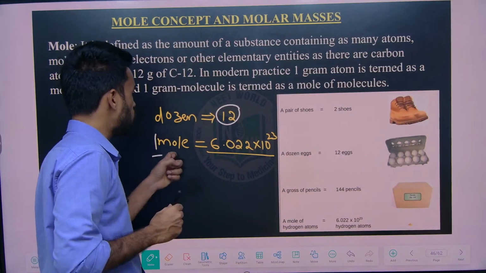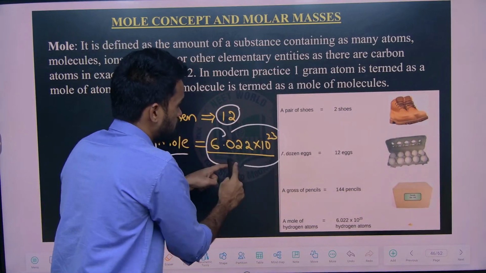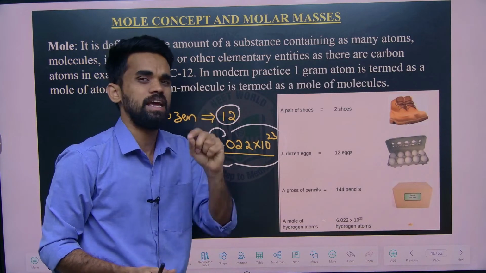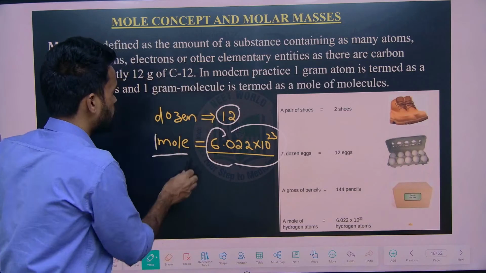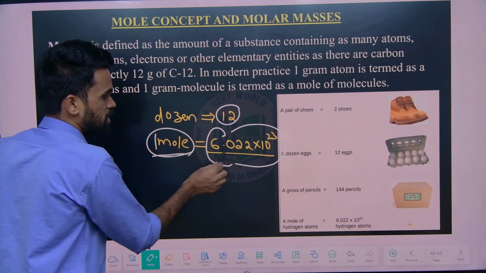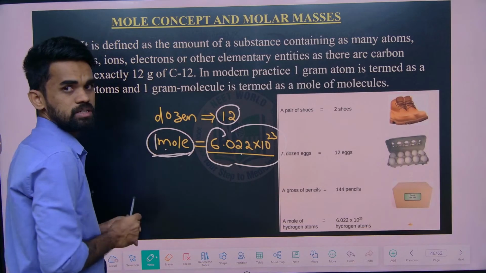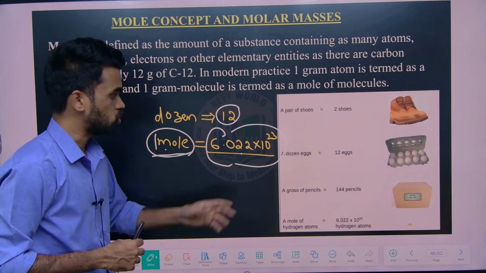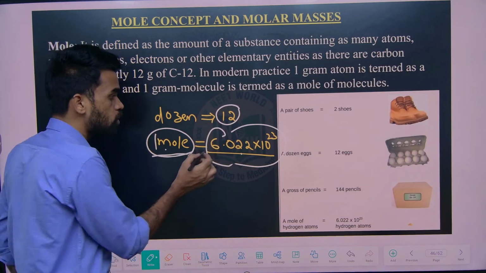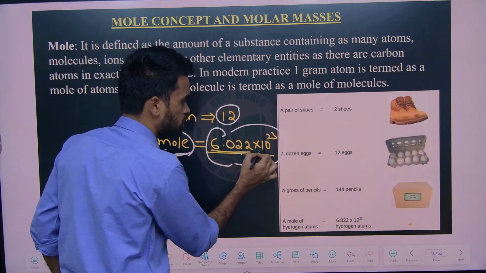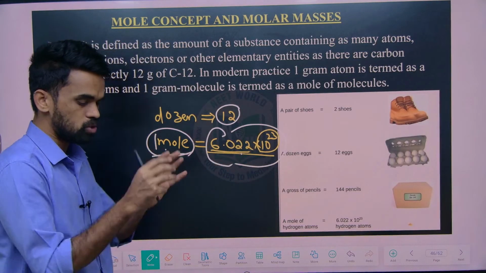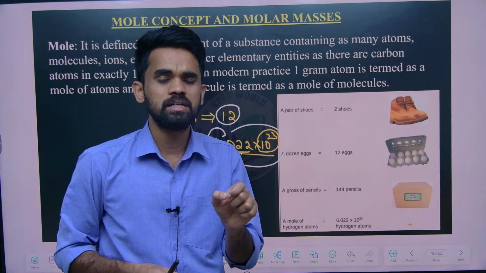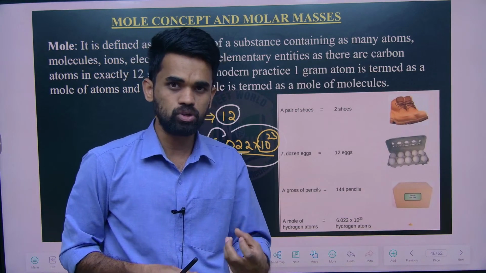So 1 mole indicates this many particles. When you take 6.022 into 10 power 23 sodium particles, or any particle, that indicates 1 mole of that unit. If you go to the market and say, I want 1 mole of bananas, they should give this many bananas. See how huge a number it is, 6.022 into 10 power 23. That's why this number is used in chemistry to discuss very micro level particles like atoms, electrons, protons, and so on.